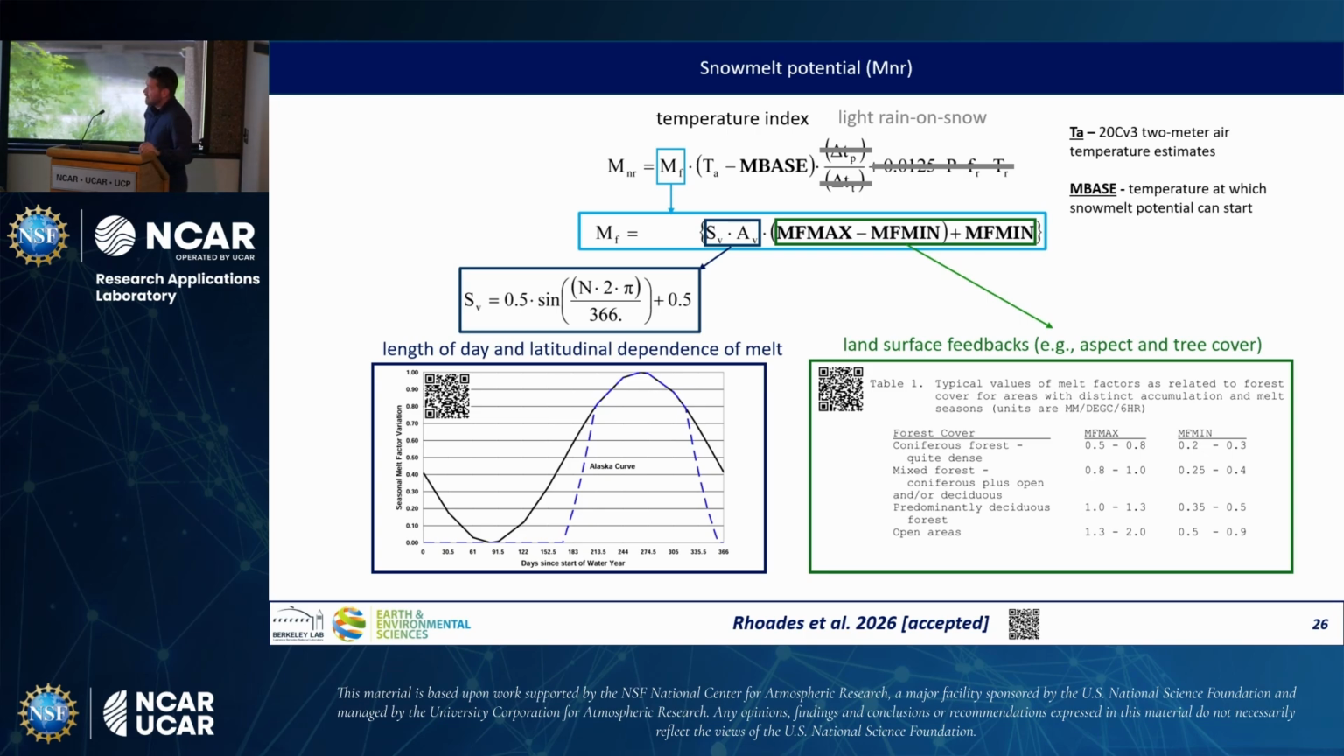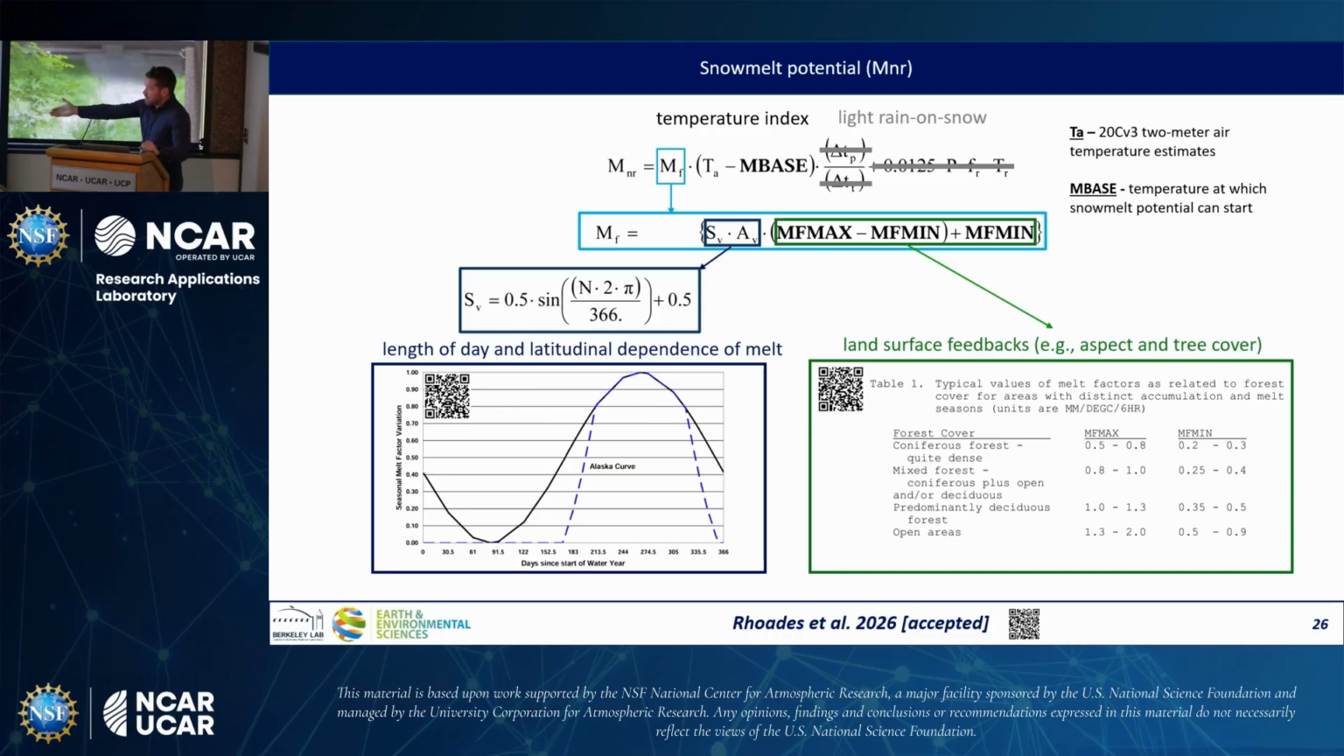On the left-hand side, those parameters are trying to account for length of day and latitudinal dependence of melt, based on solar radiation and things like that. On the right-hand side, MF max and MF min become more or less important throughout the season. MF min is more important during snowmelt in the midwinter, and MF max is more important during the spring season. So we really focus in on that parameter to dial it in. These MF max and MF min parameters are supposed to, in a physicsy way, quote unquote, account for land surface feedbacks like aspect and tree cover.